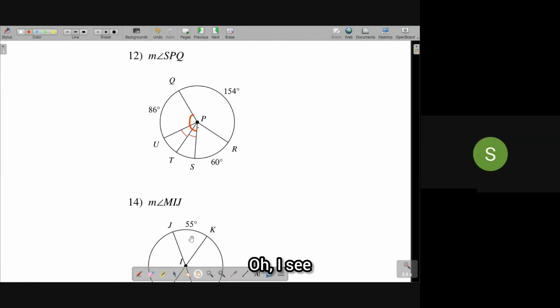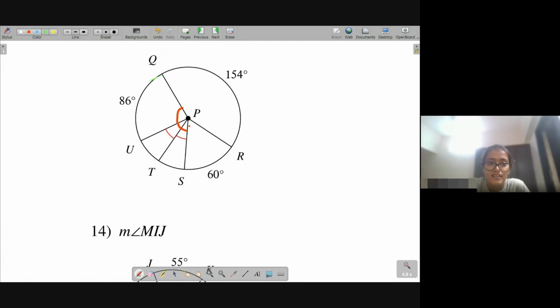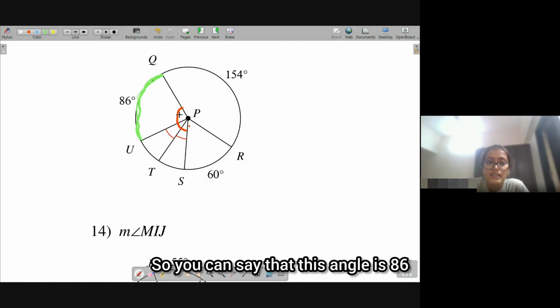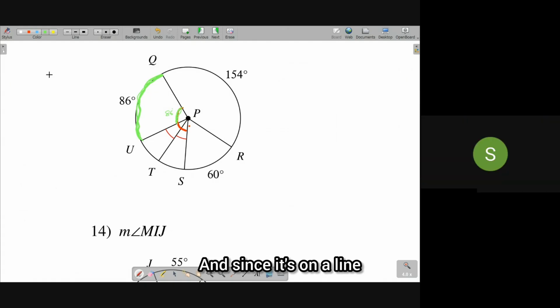No. Wait. Oh, I see. So half of 86 is this. 86 is this portion. So you can say that this angle is 86, only this portion. And since it's on a line, would it be equal to 180?